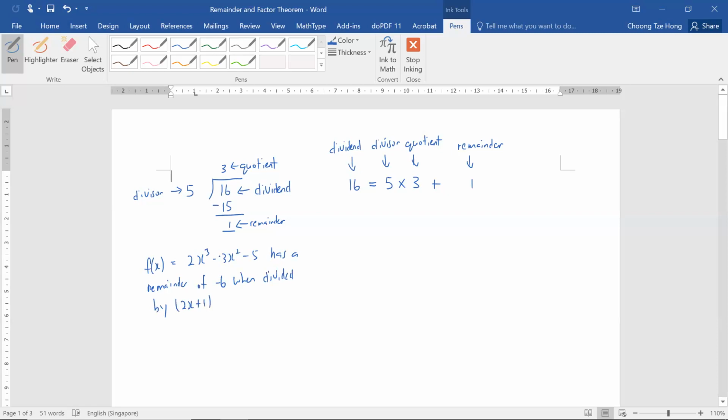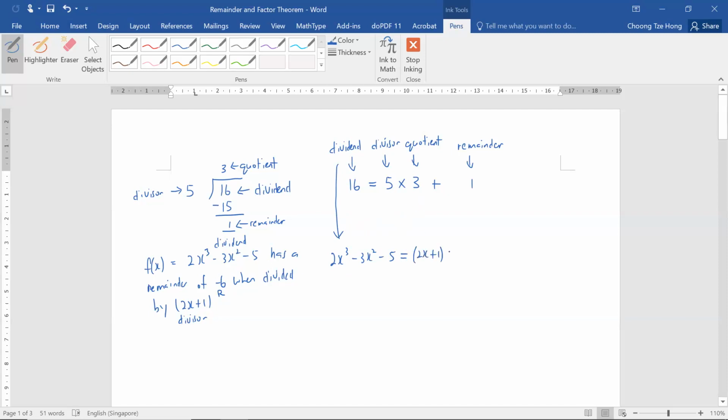Over here, 2x cubed minus 3x squared minus 5 is the dividend, and this 2x plus 1 is the divisor. And this negative 6 is the remainder. If you're going to write it out as a statement, it's going to look like this. 2x cubed minus 3x squared minus 5. Remember, the dividend is equal to the divisor, and the divisor is 2x plus 1.